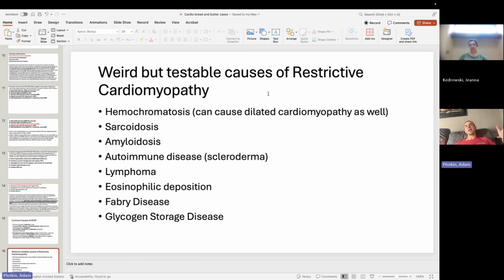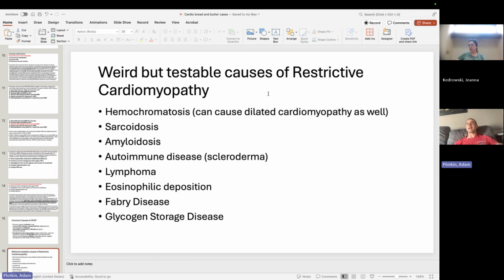HFrEF is ventricular, the ventricle's not pumping as well. If it's dilated, we'll classically see an S3 sound, which tells me there's volume overload. The ventricle is able to accept volume, it just can't pump it. For HFpEF, it's more the opposite. It's more of a diastolic picture. We'll classically see more of an S4 sound if it's restrictive cardiomyopathy. That's due to ventricular noncompliance. The ventricle can pump totally fine, the ejection fraction's fine, but it can't expand, it can't accept volume.